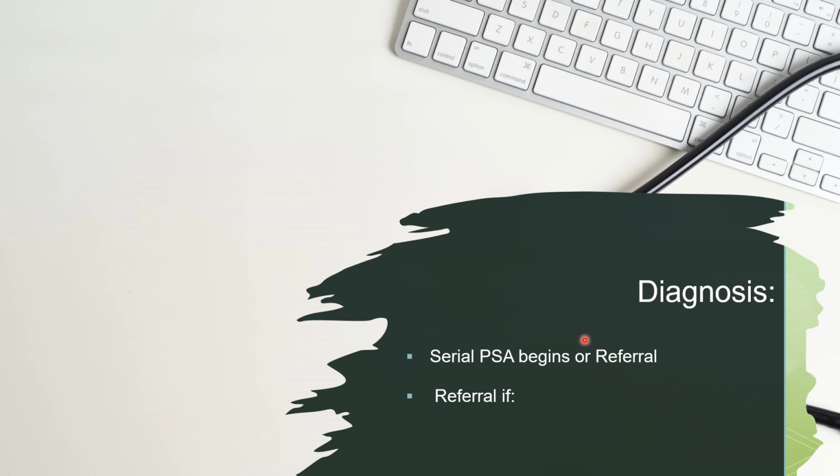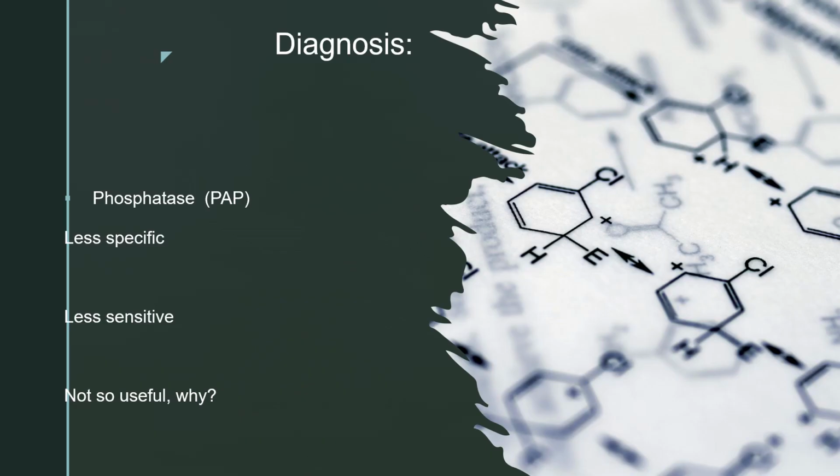So, and finally on referral, we don't have to wait till we have serial PSA before we make referral. In some instances, if the baseline is high already, then referral is necessary today. You can see everything about prostate cancer is not fixed. Okay, let's check phosphatase. In this case, prostatic acid phosphatase.